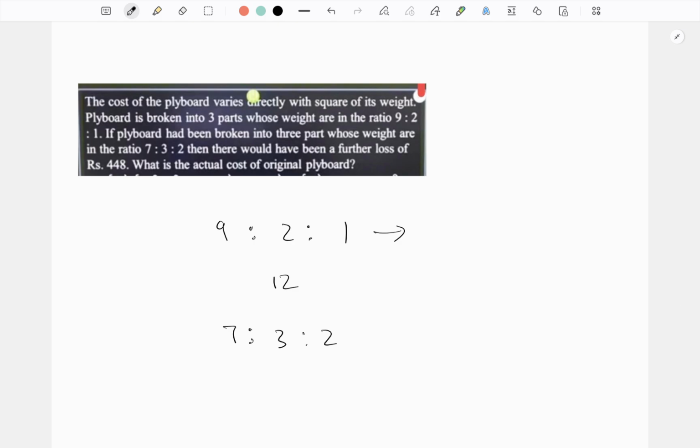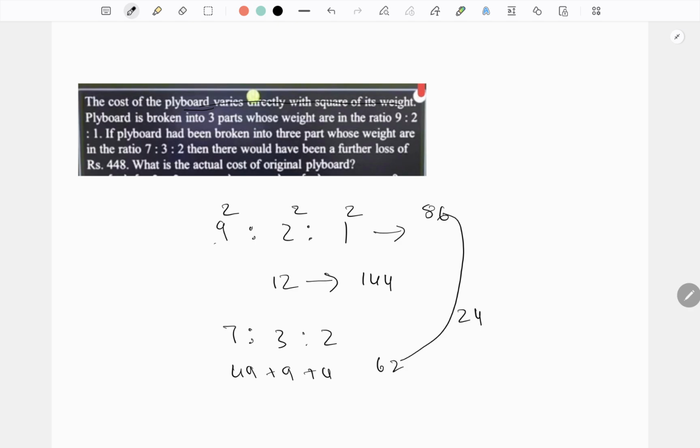Okay, so now what they are saying: 3 parts whose weights are in the ratio. See, the cost of plywood varies directly with the square of its weight. First of all, 12 square is 144, then 9 square, 2 square, 1 square: 81 plus 4, 85, plus 1, 86. Then 49 plus 9 plus 4, 58, 58 plus 4, 62. This difference is 24, the further loss. Correct?